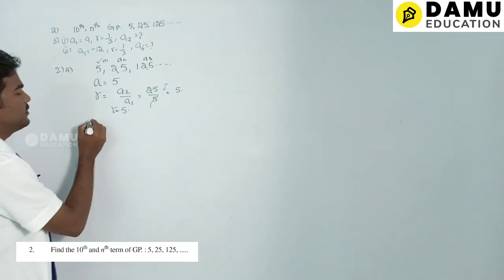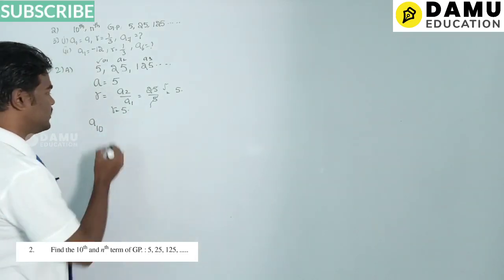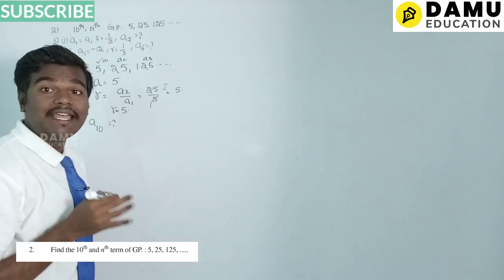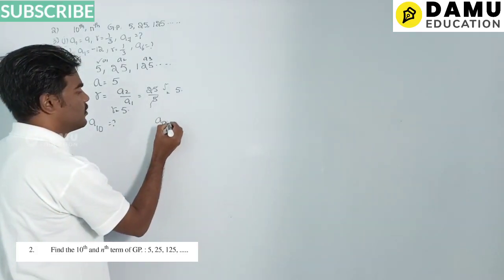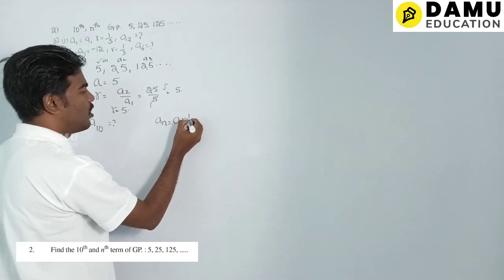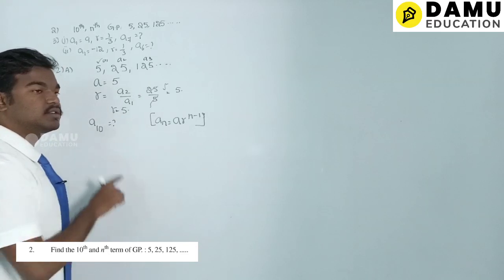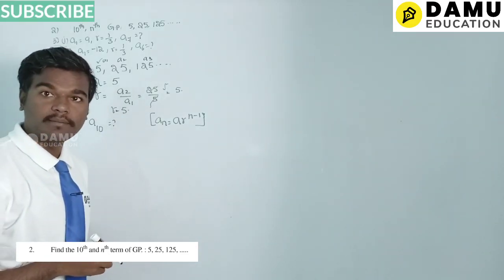So here they are asking for A10. So what is the 10th term? That is the nth term, that is A into R power n minus 1. A into R power n minus 1. This is the nth term formula in geometric progression.